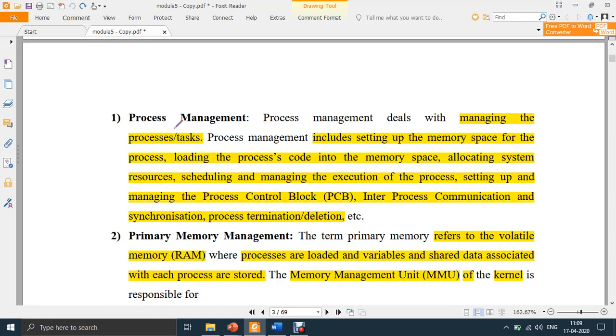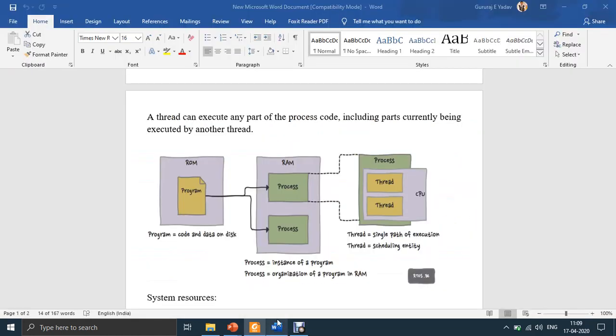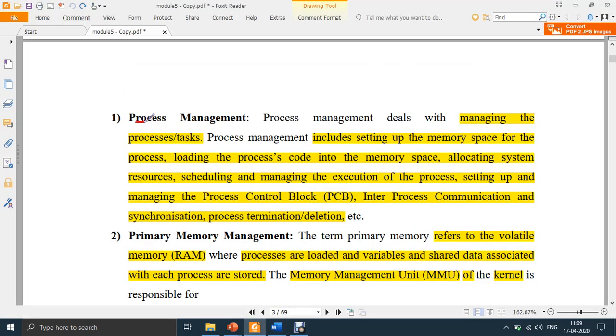The process management also deals with inter-process communication. So what do you mean by inter-process communication? Let's say there are two processes, they have to communicate with each other for some reason. So this has to send some data to this process, and this process has to send some data to this process. How will you manage that? Using the process management. So inter-process communication and then synchronization. Then after the task is completed, you have to terminate the process. All these are taken care of by process management.